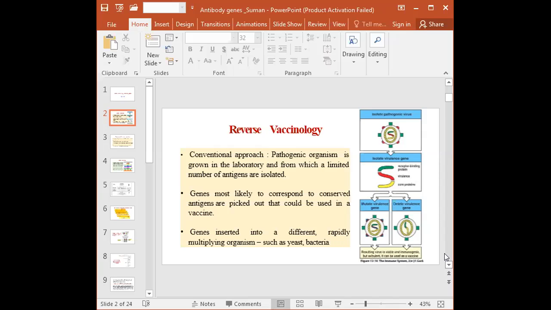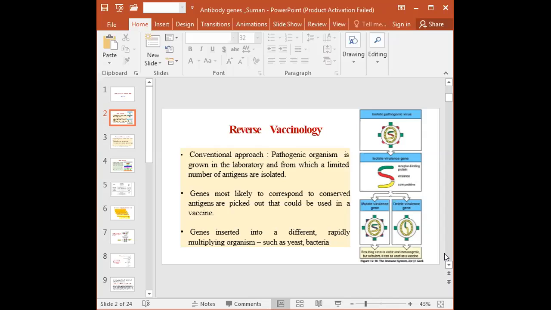So here the genes that have been identified, encoding the antigenic protein, should be inserted into a viral vector or maybe some other kind of vector, and then transfected into a fast-growing microorganism. Preferably we choose bacteria or yeast cells because they multiply very rapidly. And then we have to check expression of the protein there. And if it's producing the protein sufficiently, then we can proceed further, meaning to check it in the laboratory using laboratory animals.